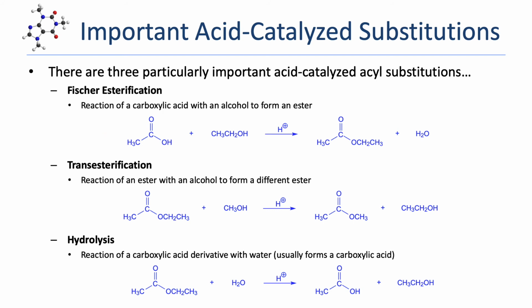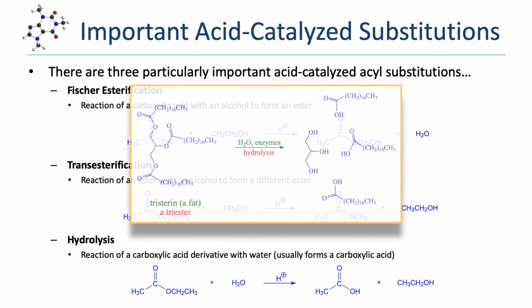Next, we have transesterification, which is the reaction of one ester with an alcohol under acidic conditions to form a different ester. In this example, we see ethyl acetate reacting with methanol with an acid catalyst to form methyl acetate and ethanol. Last, we have hydrolysis, which is the reaction of any carboxylic acid derivative with water, which usually forms a carboxylic acid. In this example, we have an ester reacting with water under acidic conditions to give a carboxylic acid and ethanol.